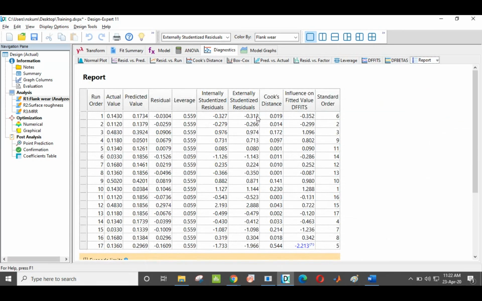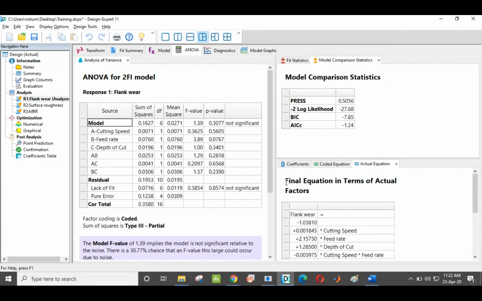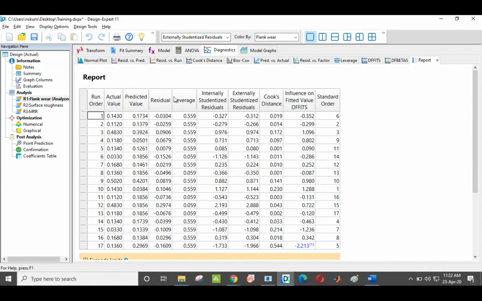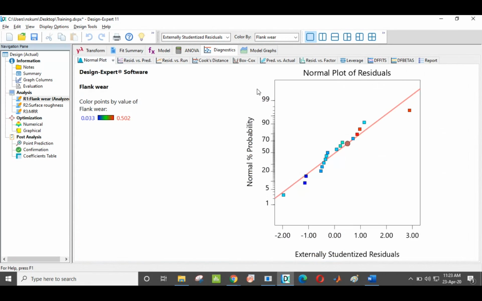And finally report. So in the report we can see this is the actual value, that is my experimental value. By using that actual equation in ANOVA, by using the equations, I am going to predict. And that value is this. So the difference between these two is the residual. So for this only we are going to draw this.